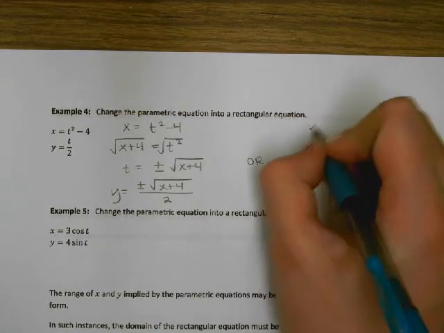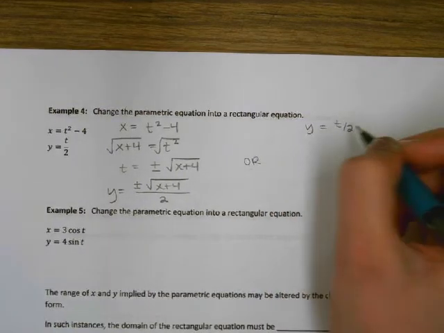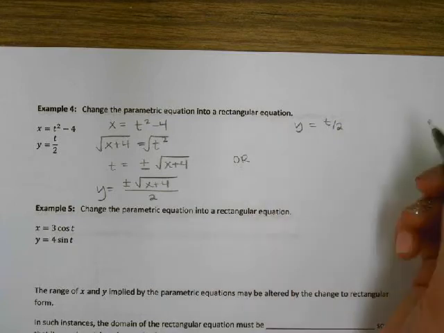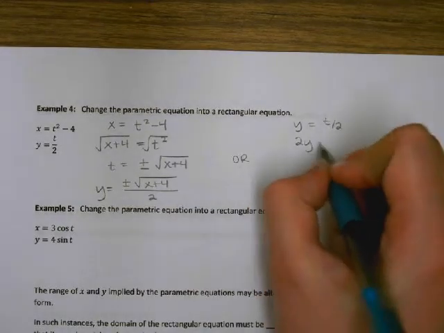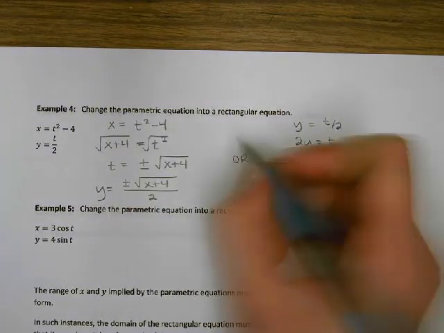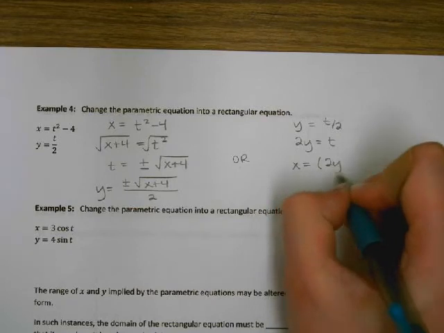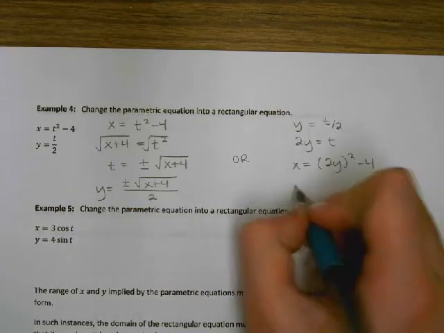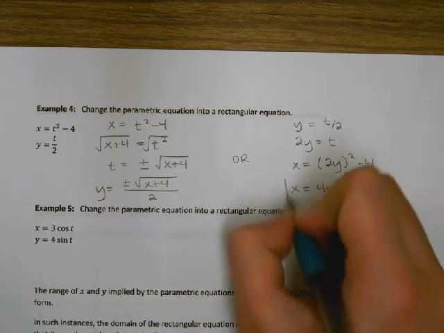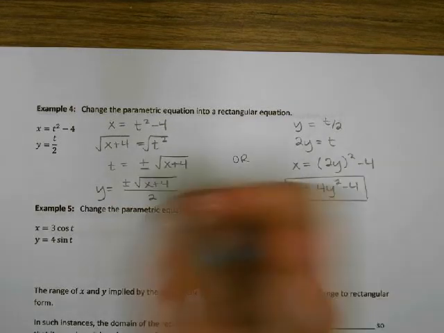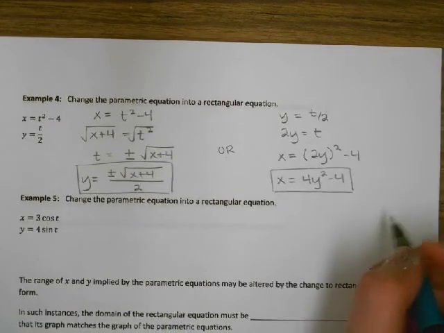So I'm going to show you guys what would have happened if we had used the other equation instead. So here, if we're going to isolate the t, we would multiply 2 to the other side and get 2y equals t. And then we could plug that in. So x equals 2y squared minus 4, which is x equals 4y squared minus 4. And that might look a little bit more recognizable as a sideways parabola, but that's what it is.